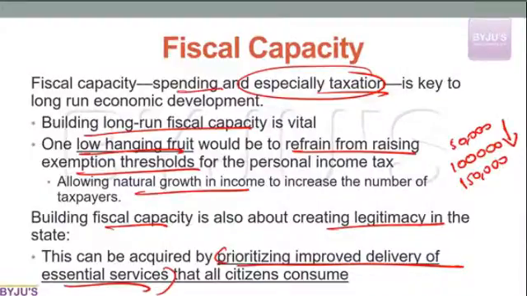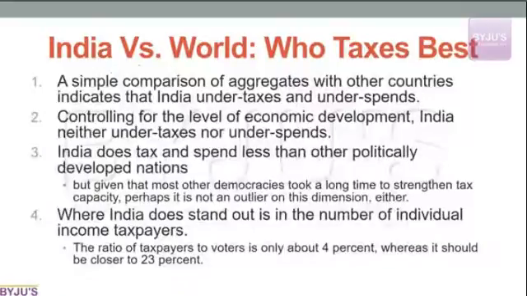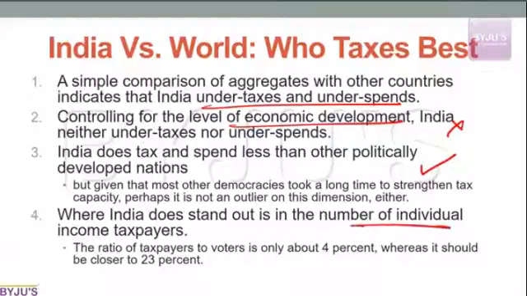So legitimacy is also required for proper taxation. That is a core part of this discussion. If you compare India and the world, again the same discussion. India undertaxes and underspends. Control for level of economic development, India does not. First India does, then India does not. However, if you control for political development, then again India does undertax, underspend.